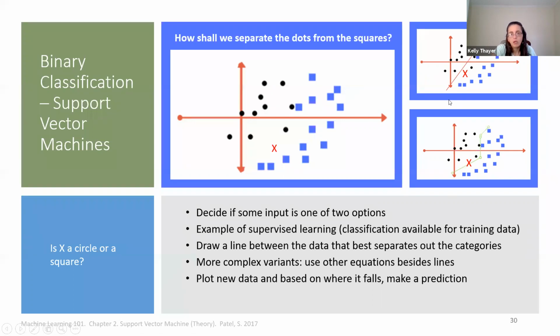We can say, okay, yeah, reasonably good. More complex variants may use other equations besides just a straight line. So here's an example of another equation. Maybe this is one of those other functional forms we talked about. Maybe it's a linear combination of lines, whatever the model might be. And then we would plot new data and look to see how it matches. And once we get convinced that it's able to separate between them, then we may be able to use this to make predictions about unknowns.